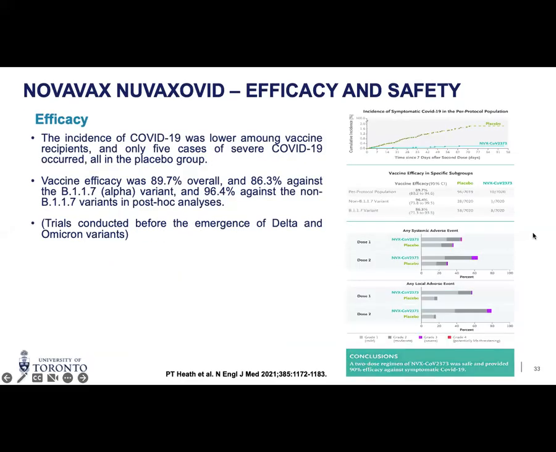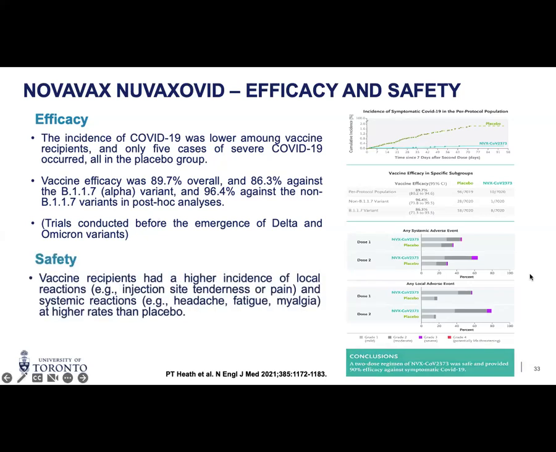So in terms of efficacy, the incidence of COVID-19 was lower among vaccine recipients, and only 5 cases of severe COVID-19 occurred, all of them in the placebo group. Vaccine efficacy was 89.7% overall, 86.3% against the alpha variant, and 96.4% against the non-alpha variant in post hoc analysis. These trials were conducted before the emergence of Delta and Omicron variants.